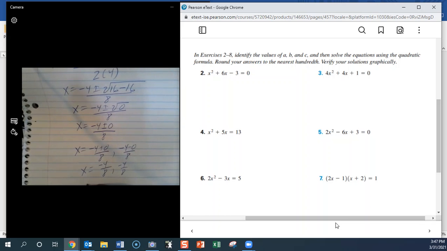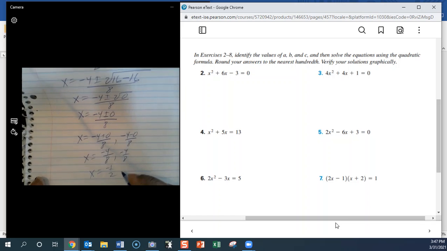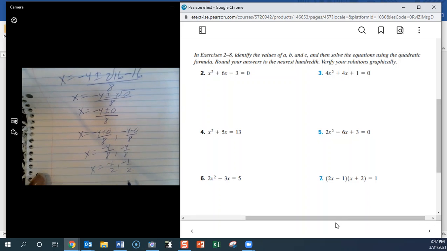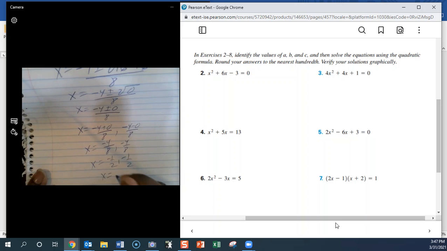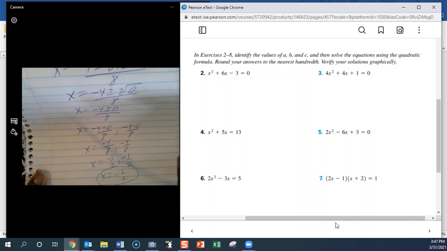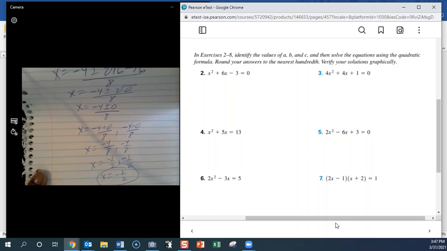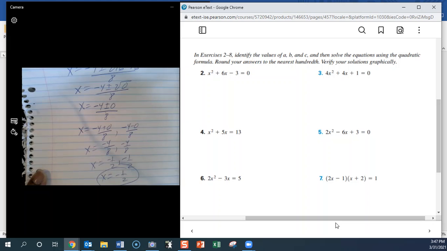So our answer here would be x is equal to negative 1/2, comma, negative 1/2, and we know these are the same. So your final answer would just be x is equal to negative 1/2. And that would be your final answer for this problem. Now, typically you will have two answers here, but in this case, x would just equal negative 1/2.